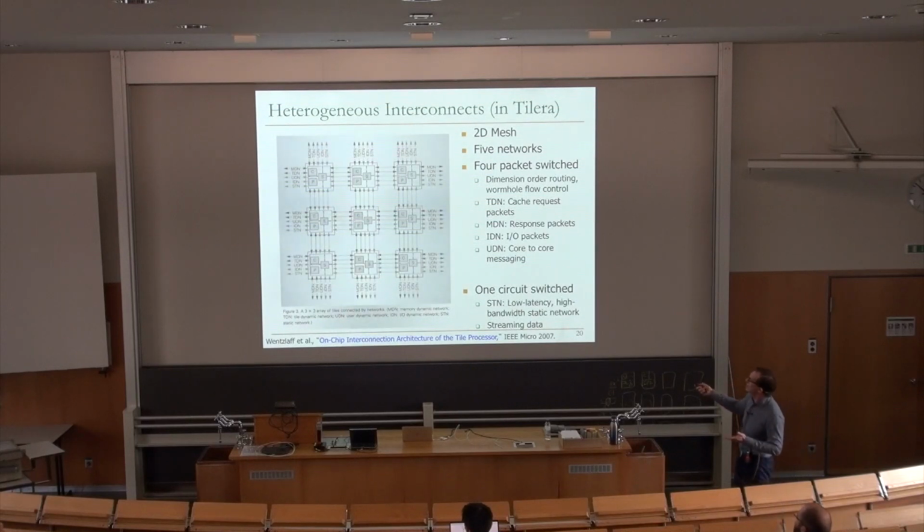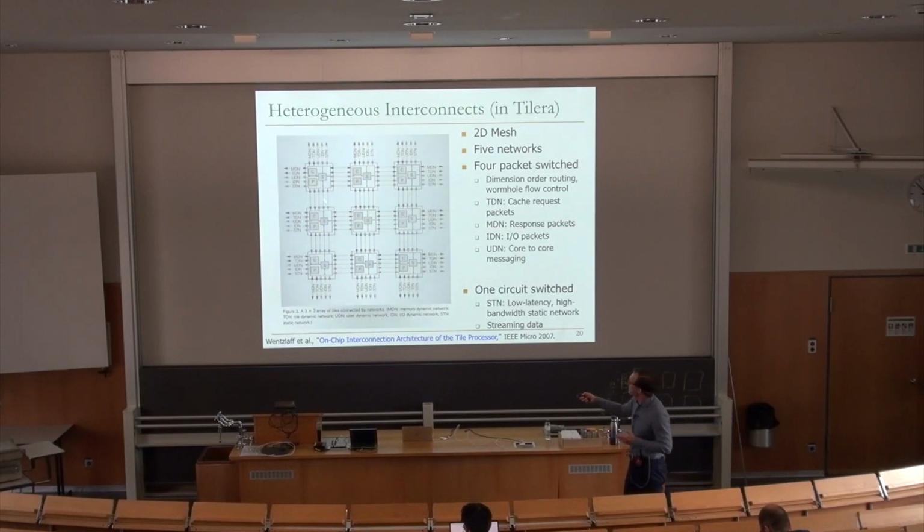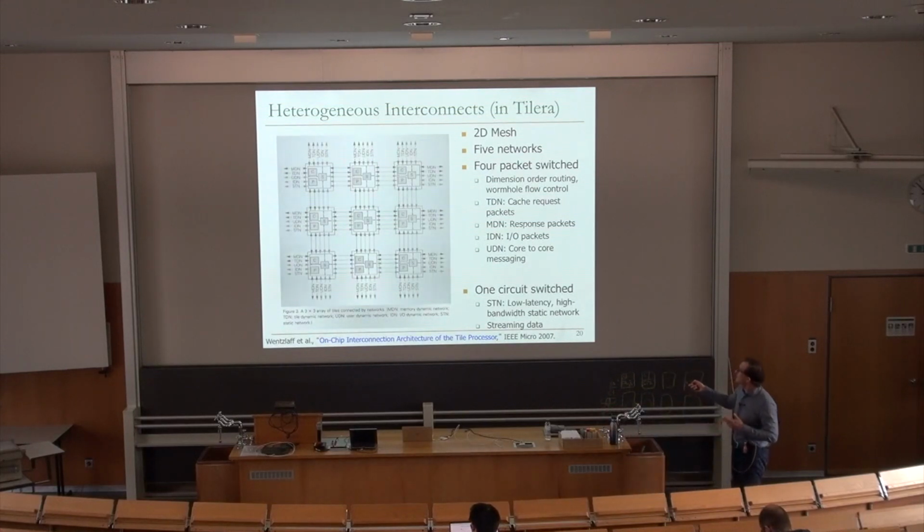And there are 4 other networks over here. For example, cache request packets go through this TDN, tile dynamic network. They didn't choose great names. Basically, it's dynamic because it's packet switched, I assume. Yes. And basically, cache requests go through that network. If this core wants to access this cache slice over here, it sends requests to this particular network optimized for that. The requests are small packets, because you're not sending any data, you're sending a request: I want to read, or I want to write.